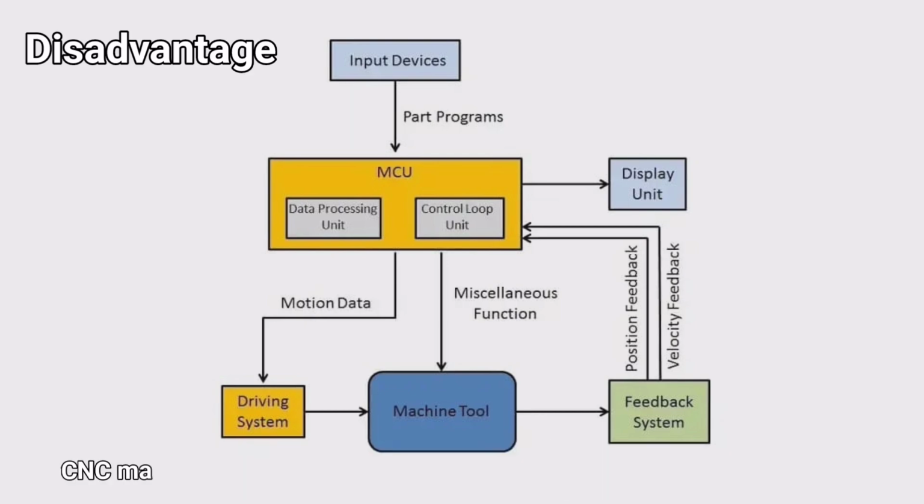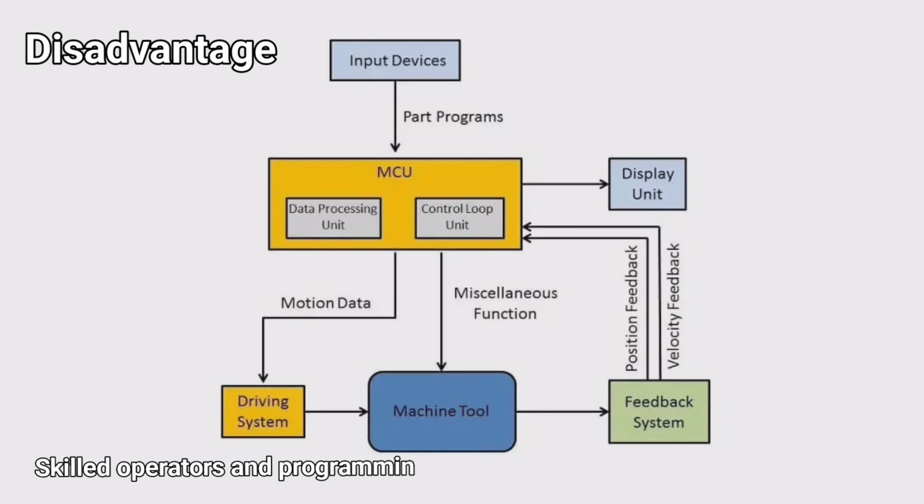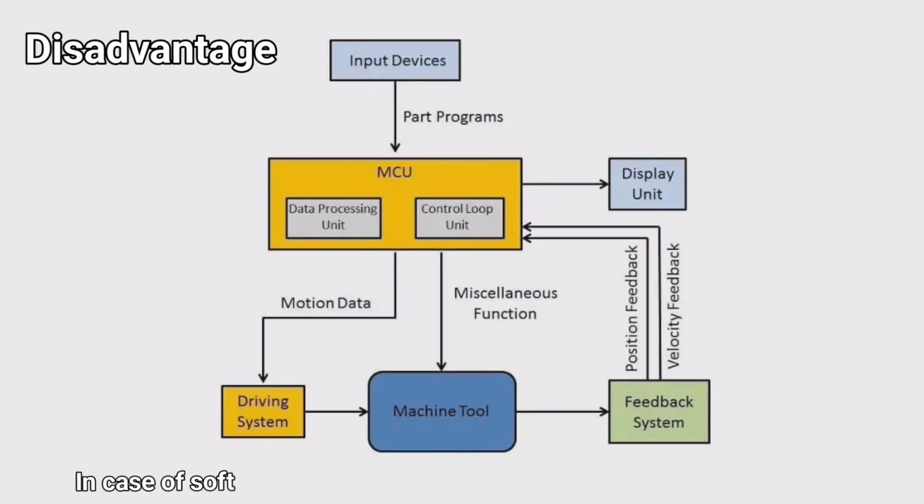Disadvantages. CNC machines are very expensive compared to conventional machines. Skilled operators and programming knowledge are required to operate them. Maintenance and repair costs are high. Initial setup and programming take more time. In case of software or power failure, production may stop completely.